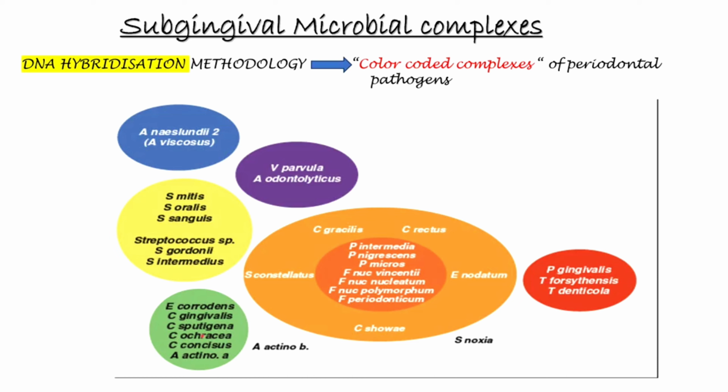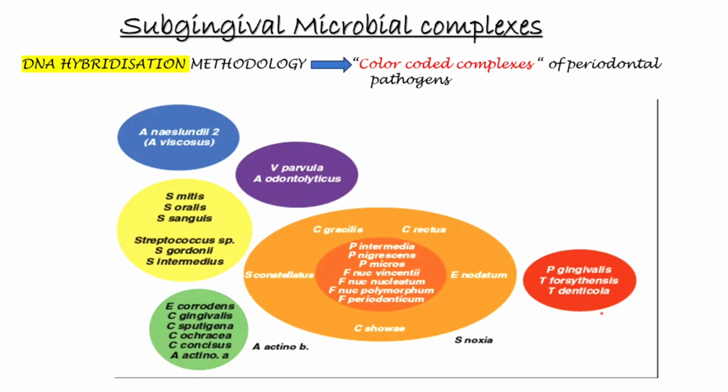The green complex includes E. corrodens, C. gingivalis, Aggregatibacter actinomycetemcomitans serotype A, and Capnocytophaga species. The orange complex involves Fusobacterium, Prevotella, and Campylobacter. The green and orange complexes include species recognized as pathogens in periodontal and non-periodontal infections, while the red complex consists of P. gingivalis, Tannerella forsythia, and Treponema denticola.